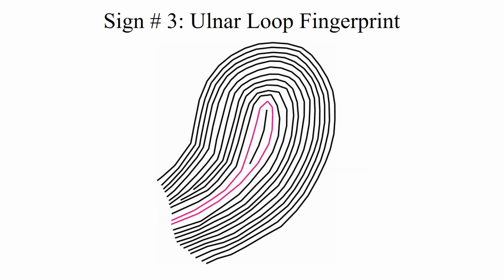Sign number 3. Ulnar loop fingerprint. When the loop slants toward the thumb, it is referred to as an ulnar loop. The presence of an ulnar loop fingerprint indicates that the person is a team player and adaptable. The ulnar loop also reveals that the person possesses an open mind.